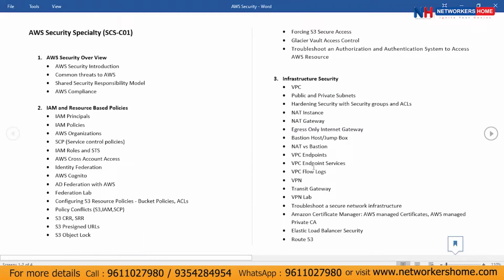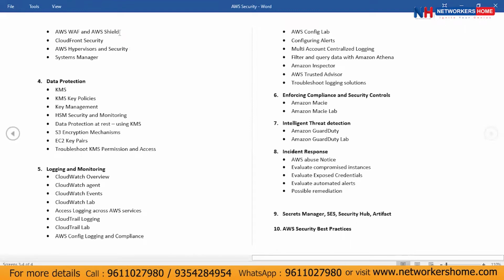Then infrastructure security, which is completely about the networking part. We have in-depth VPC along with VPN. Then we have troubleshooting network infrastructure, like Certificate Manager service, load balancer security, Route 53, web application firewall, AWS Shield, CloudFront security, hypervisor security, Systems Manager. That's the SSM service, Simple Systems Manager.